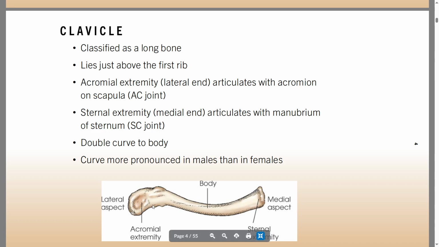So this is a really common joint to injure during sports. If you've ever heard somebody say they've separated their shoulder, it's where the clavicle here at the acromial end articulates with the acromion process to make that AC joint.